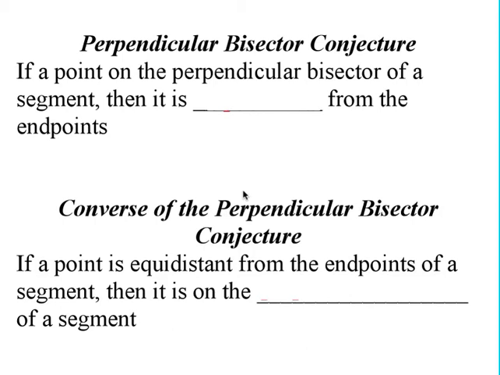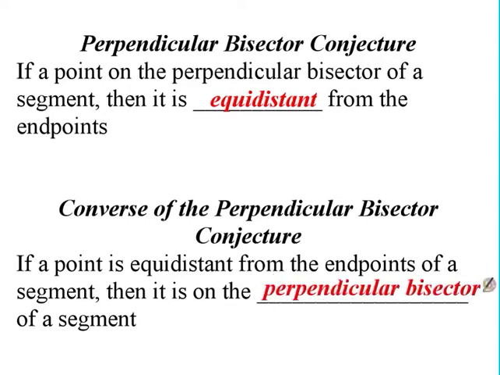Through it, hopefully we can remember what goes in these blanks. Okay, it says if a point is on the perpendicular bisector of a segment, then it is equidistant from the endpoints. Nice job. Okay, let's look at the next one. If a point is equidistant from the endpoints of a segment, then it is on the perpendicular bisector.